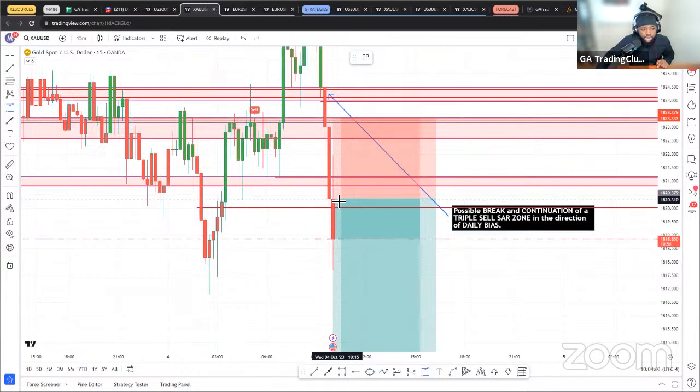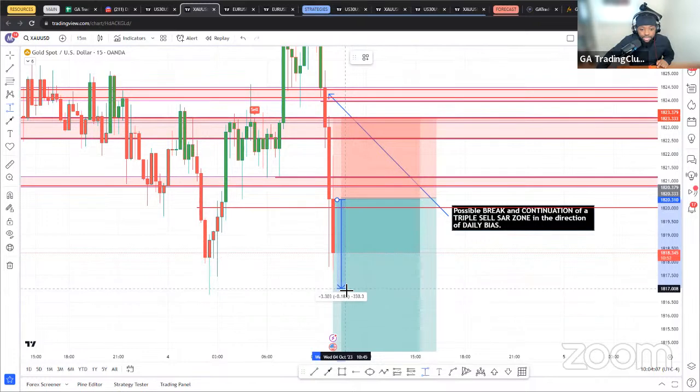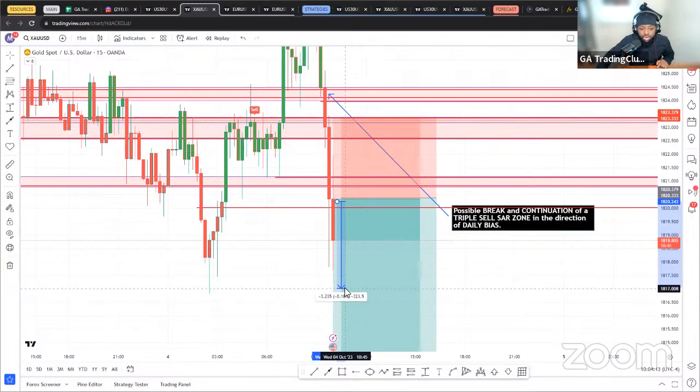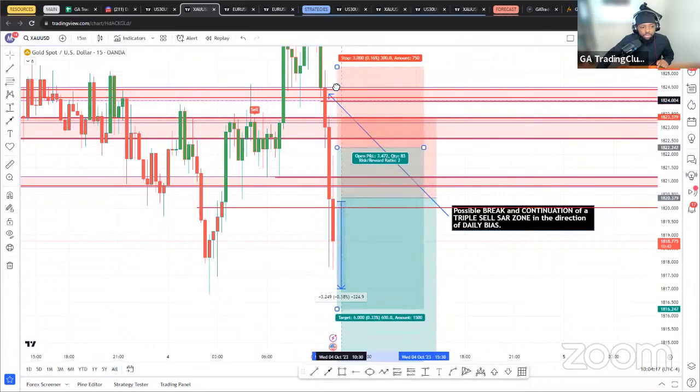So I'll just do this markup. If gold gets to, that's 1820. If gold gets to 1817, which is where I'd have entered this trade, even on impulse, because again, the only trigger is that the trade needs to be valid. So if gold gets there, I'll put this back up here.